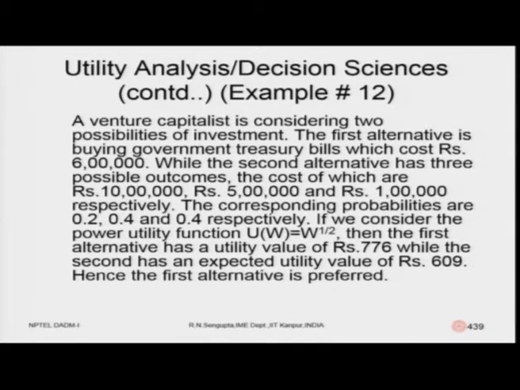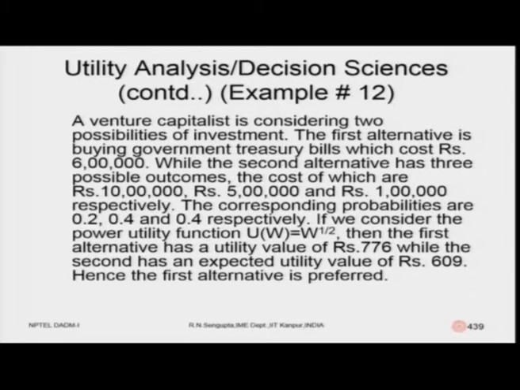And the corresponding x values or w values are 10 lakh, 5 lakh and 1 lakh, but obviously you have to find the expected value based on the utility. So, what is the utility function based on which you are going to do the calculations? Let me continue reading. If we consider the power utility function, and I will discuss what the power utility function is later on, which is given by u(w) equals w to the power half, then the alternatives would be ranked accordingly.